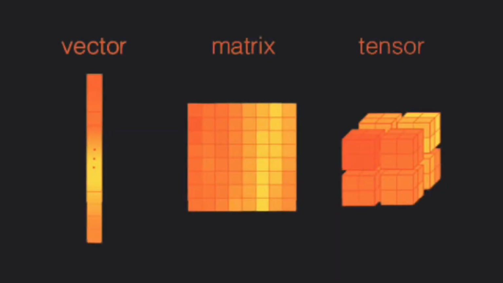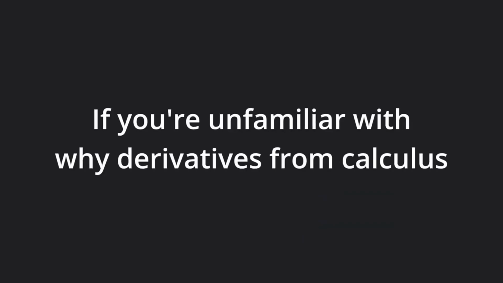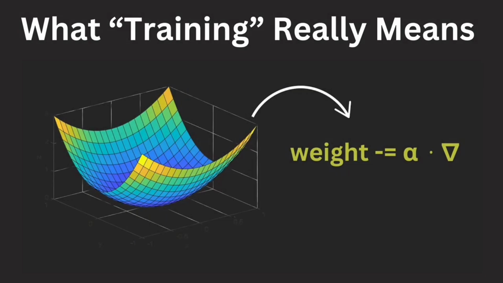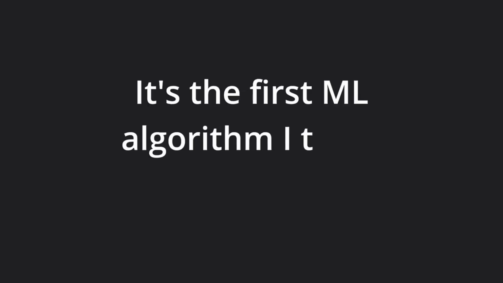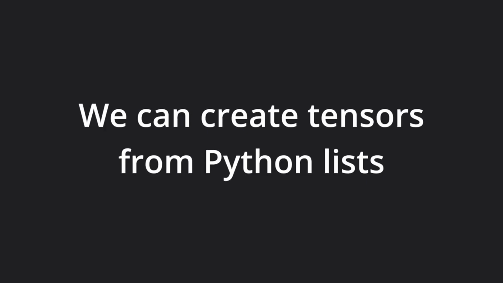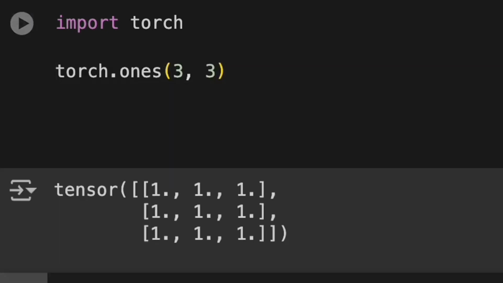Tensors are like multi-dimensional arrays that also store other attributes, such as the grad property, which contains derivatives necessary to train models. If you're unfamiliar with why derivatives from calculus are necessary to train models, don't worry, that isn't required knowledge for this video. After this video, I recommend watching my 3-minute explanation of gradient descent, the algorithm that uses derivatives to train models. It's the first ML algorithm I think everyone should learn. Back to tensors. We can create tensors from Python lists, whether those are one-dimensional lists, two-dimensional lists, or greater. We can also create tensors of all ones or all zeros, and we just have to specify the shape.